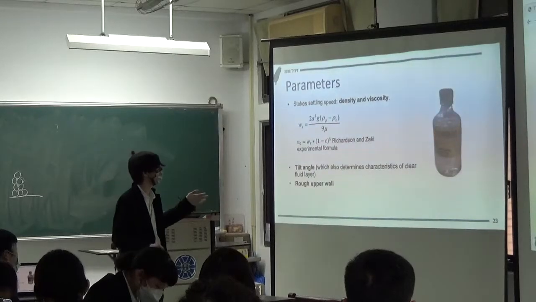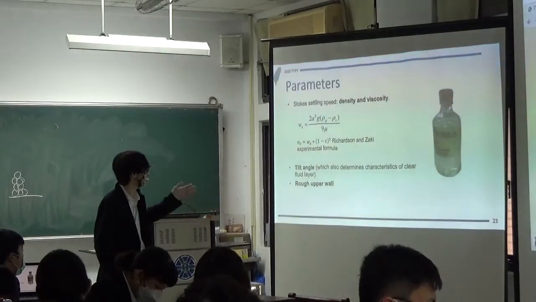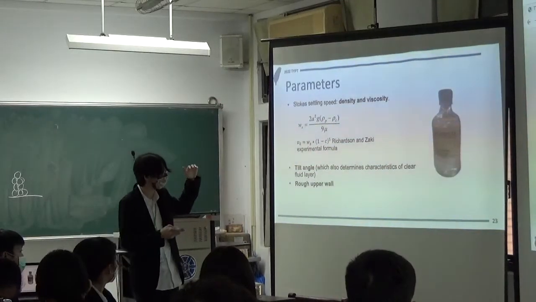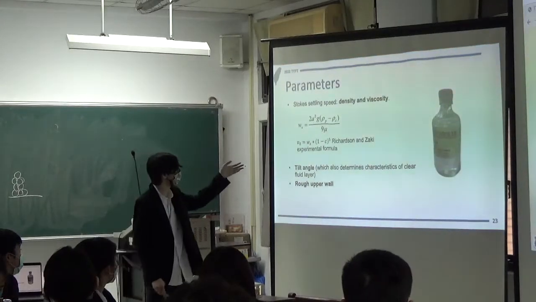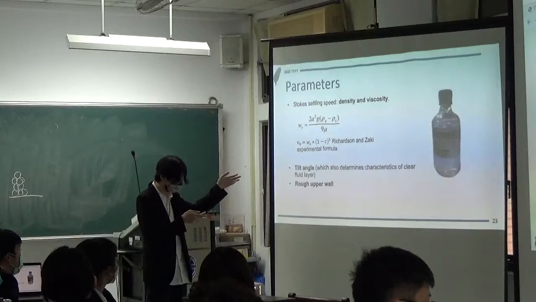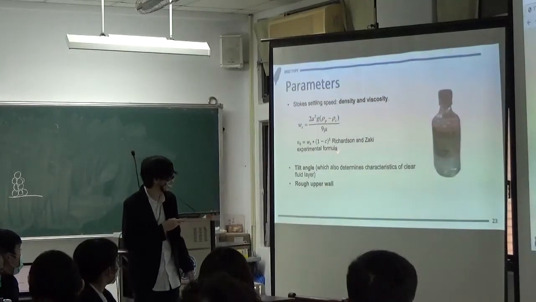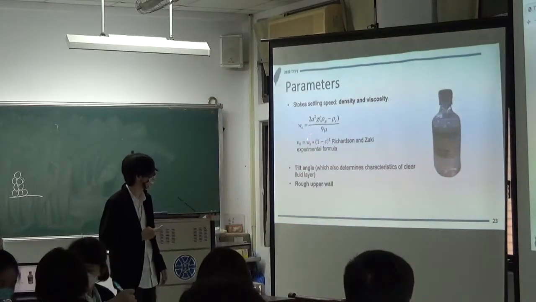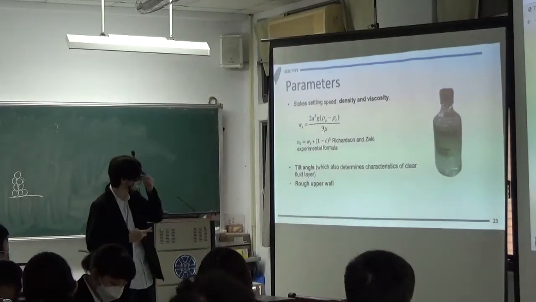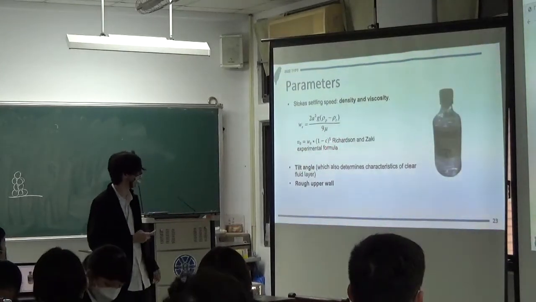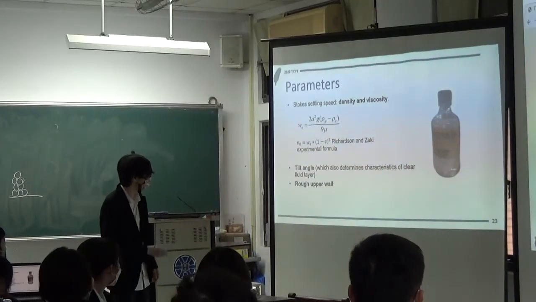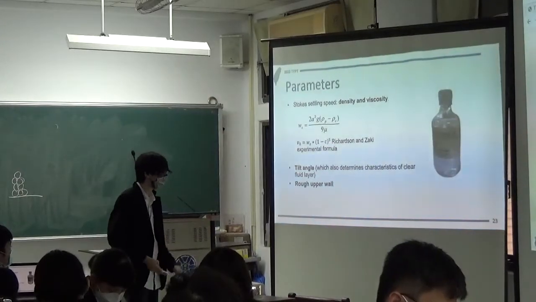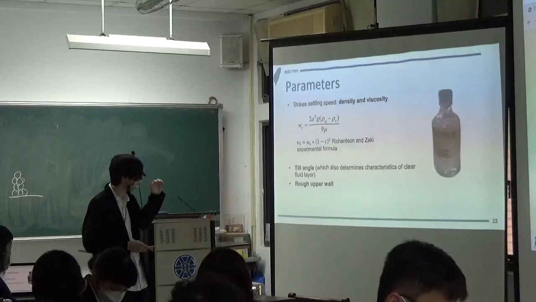So we now experiment with some parameters. According to the Stokes-Thelen speed, which is affected, we tried the viscosity, which also affects the density. Here's the Stokes-Thelen speed. In some reference of Richardson and Zaki, the individual particle speed can be written as the Stokes-Thelen speed times 1 minus c to the 5th power, where c is experimentally determined. And we also tested tilted angle, which determines the characteristic of the clear fluid layer. And finally, we'll test the roughness of the upper wall.